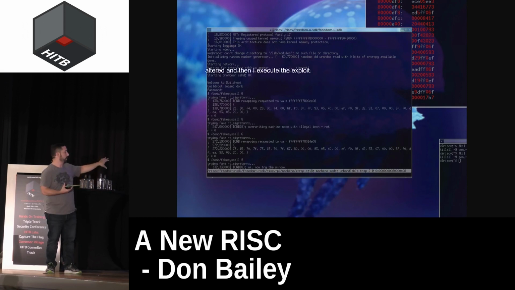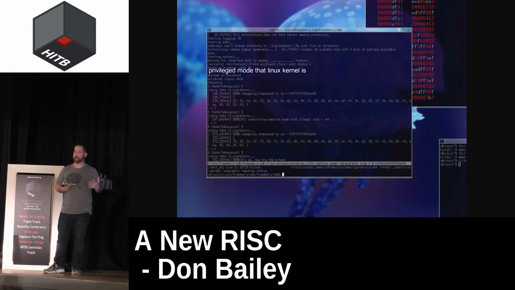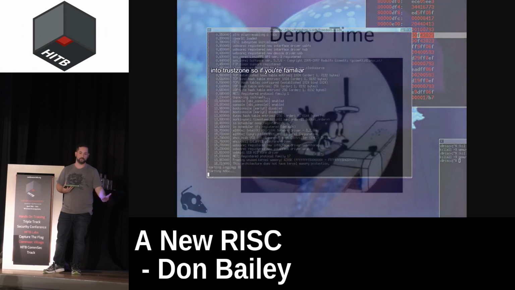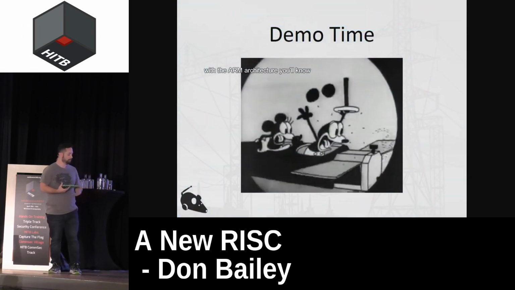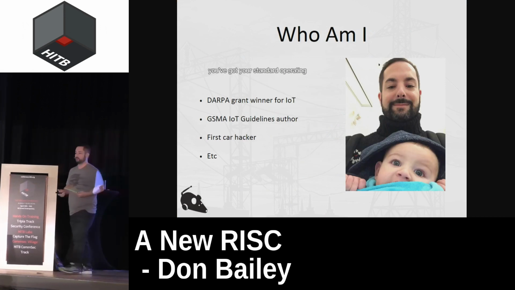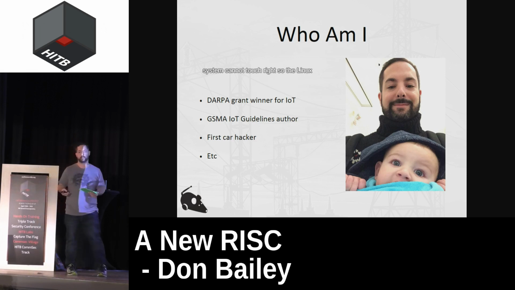And then I execute the exploit, which actually breaks out of the privilege mode that the Linux kernel is currently executing in, and it's essentially the equivalent of breaking into TrustZone. So if you're familiar with the ARM architecture, you'll know that basically the way it works is you've got your standard operating system running in normal memory, and then you've got essentially a machine layer set of executable code that's running at a higher privilege layer that the supervisor or operating system cannot touch.